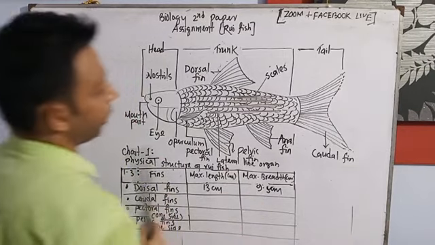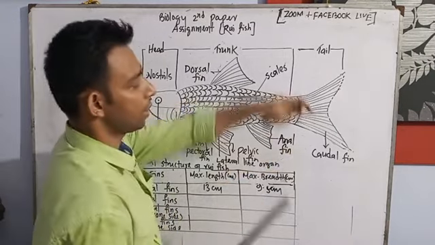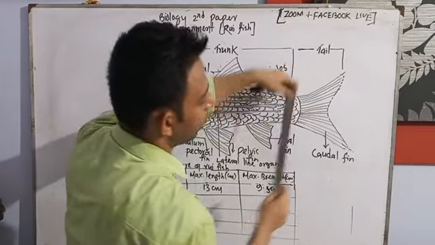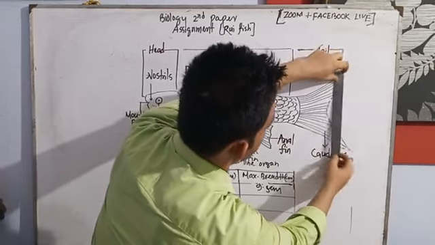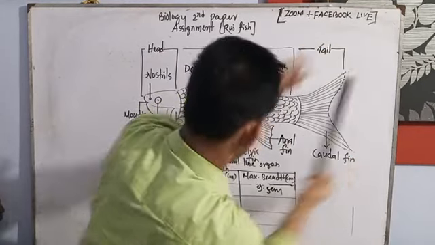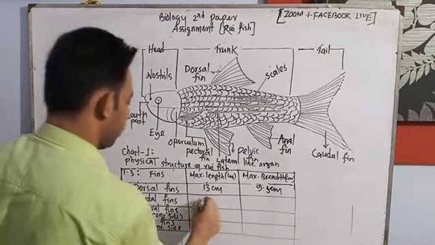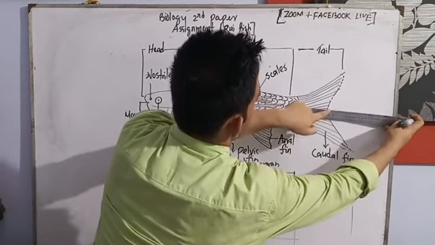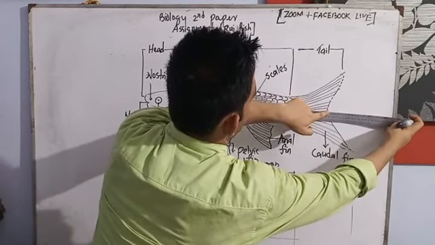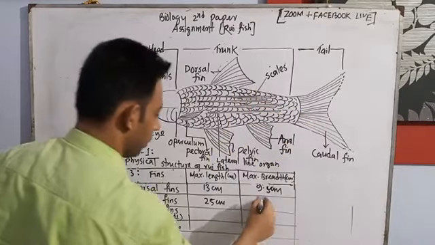And then the caudal fin. Where is the caudal fin? This one. Someone says, sir, in which way can I measure it? Look here, the breadth. I spread this one. If it is a live fish, 5 centimeter. Caudal fin, 25 centimeter, and the minimum, this one to this one, is 8 centimeter.